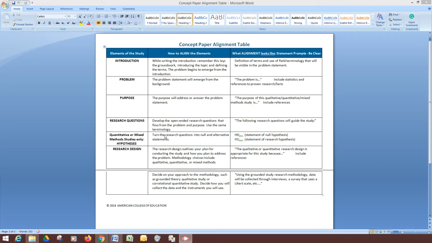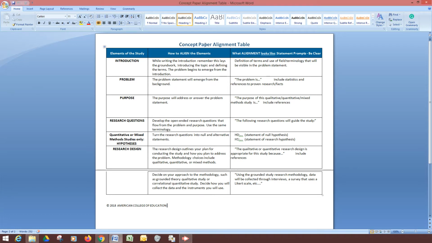So I wanted to share with you this concept paper alignment table, because this is going to be very important for you as we progress through the course. This alignment table you'll see when you enter the Res 6512 concept paper course. I'm just giving you a little sneak peek. This was made by Dr. Akeem, and it's a very useful idea to figure out which design best fits with your research.